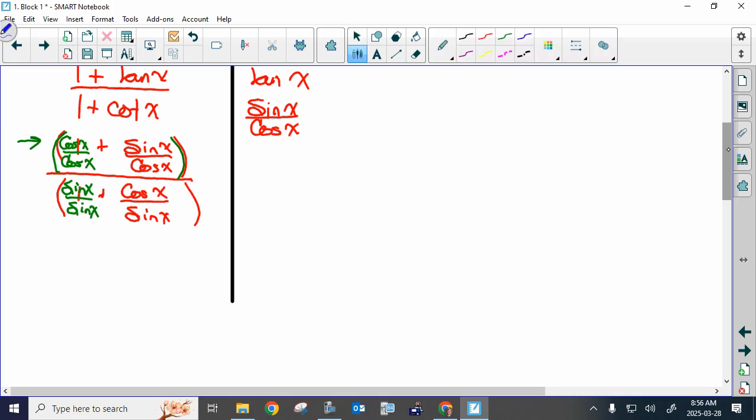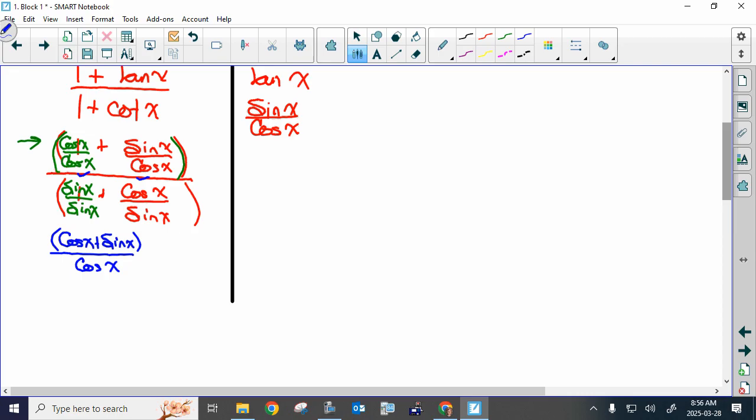Do you guys see that that's going to be cos x plus sine x? Still a binomial, and then it's divided by cos x. The denominator just stays the same. It's just cos x plus sine x over cos x. The denominator's the same. It comes along for the ride.